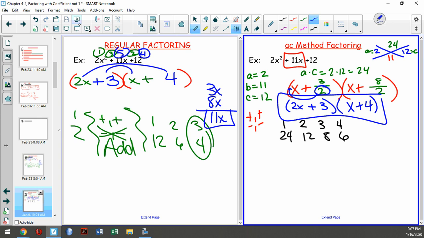How do you get... they have to equal b, yeah.